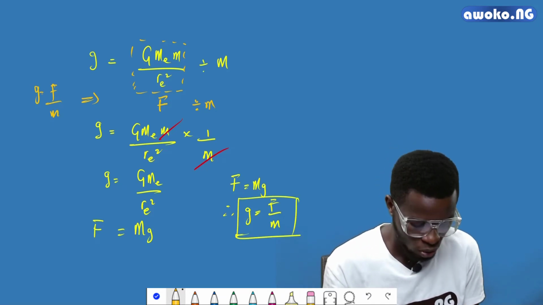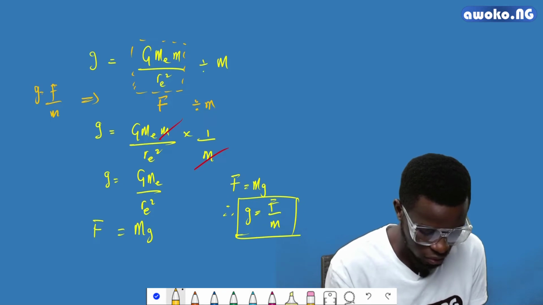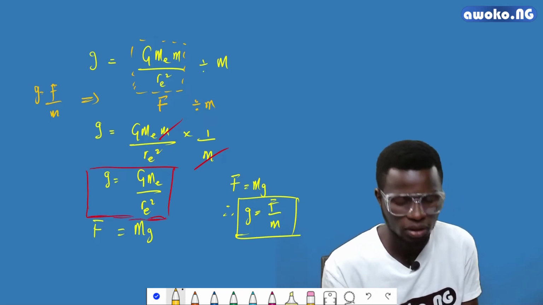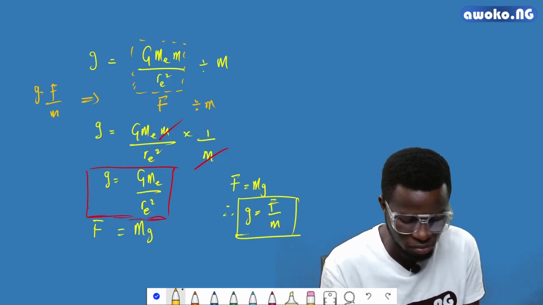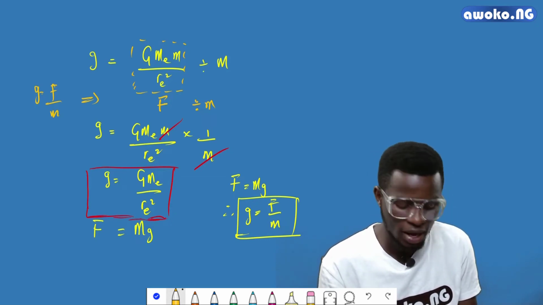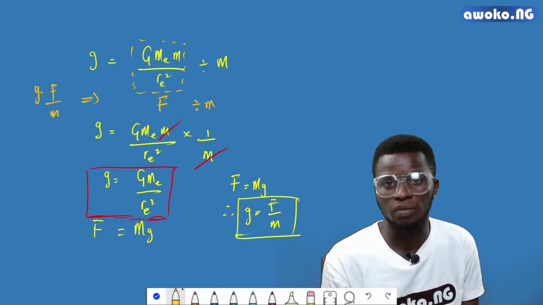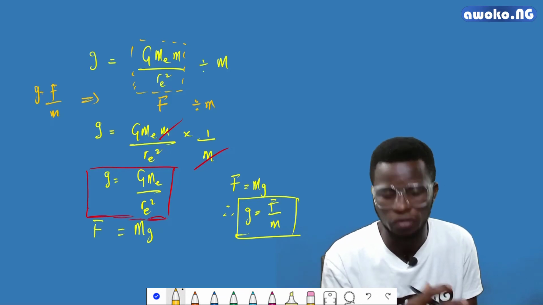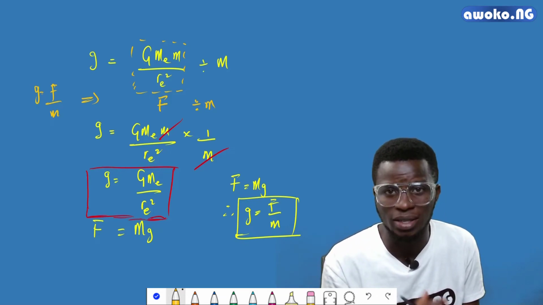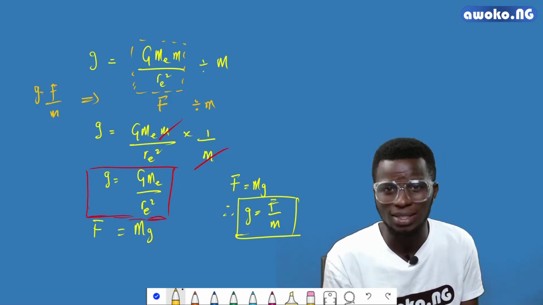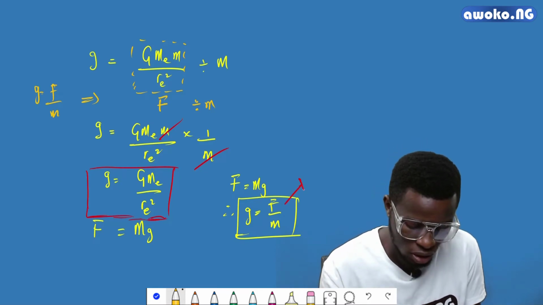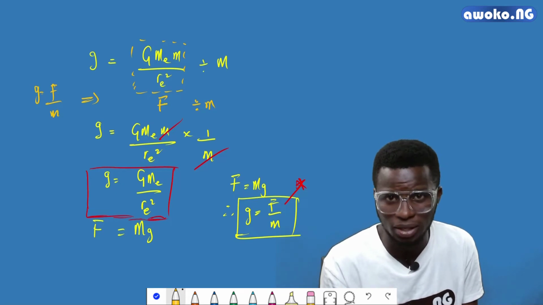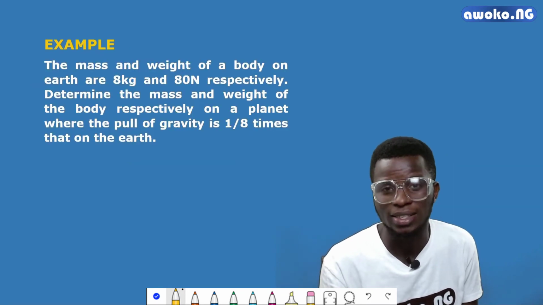Is that okay? So the most important relation we have over here is this, and this is what we can use to calculate acceleration due to gravity if you are given the mass of the earth, the radius of the earth, and then of course we know the gravitational constant. Okay, but if you're not given all these parameters and you're just given the force and the mass of the earth directly, you can find your acceleration due to gravity from it using this relation over here. So how can we apply this in practical problems? Let us consider the examples below.